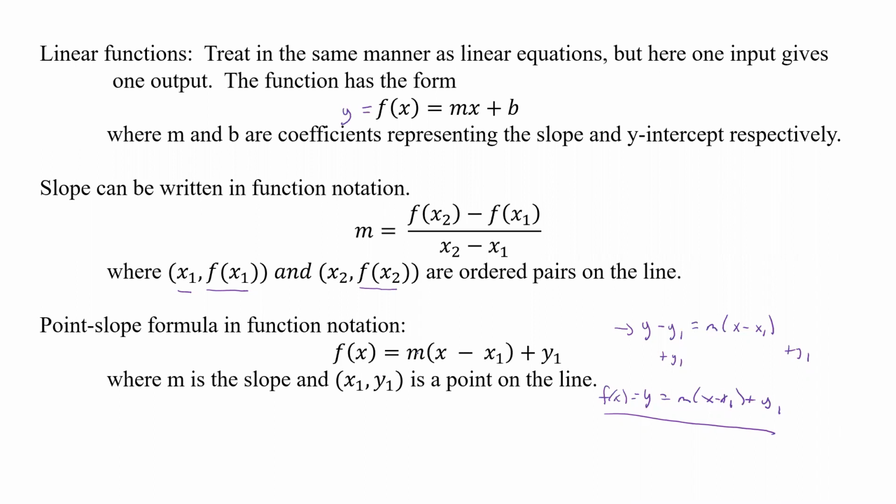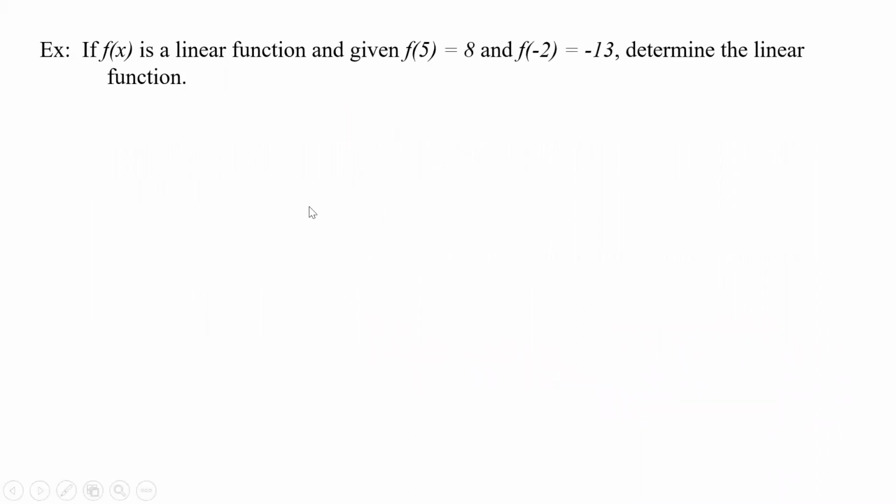And again, m is just your slope, and then x1, y1 are just points on the line, so any points that you can choose. All right, so here is an example, and it says if f of x is a linear function, and we know that f of 5 is equal to 8 and f of negative 2 is equal to negative 13, we want to determine the linear function. Well, what do we know? Well, we know our points, because we know that 5 is x, and we know y is equal to 8, and so that's actually one point. And our other point is negative 2 is what we plug into x, and we get out negative 13. So these are our two actual points.